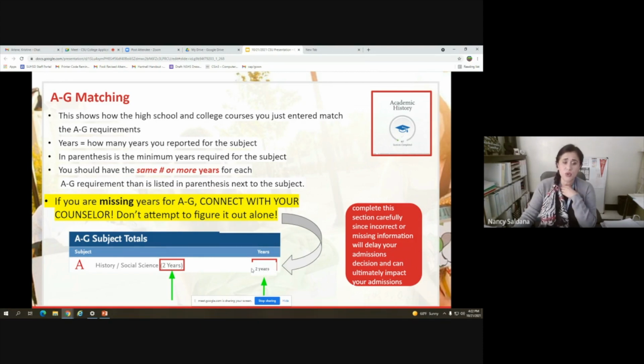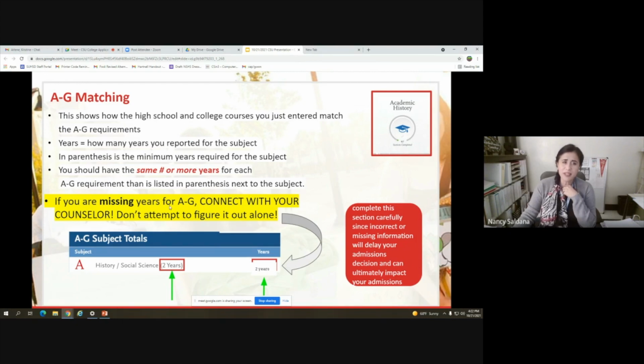It needs to be at least 2 years. Some of you, it might be 3 years, it might be 4 years. It just really depends on the number of courses that you've completed. But it needs to at least be 2 years, because again, the A through G requirement is that you need to have 2 years of history. Therefore, you need to have 2 years completed in history.